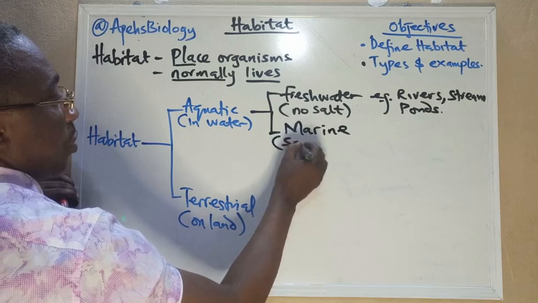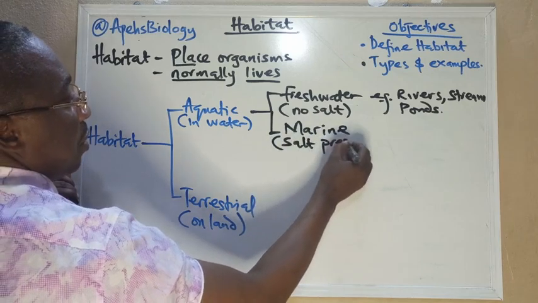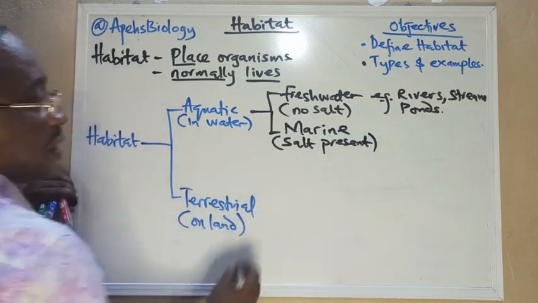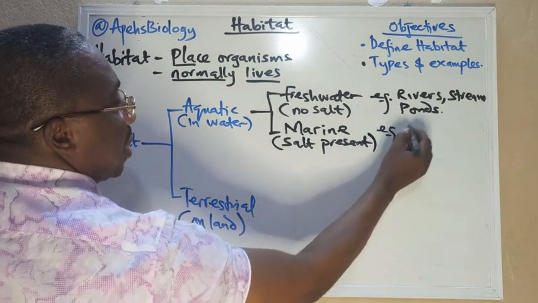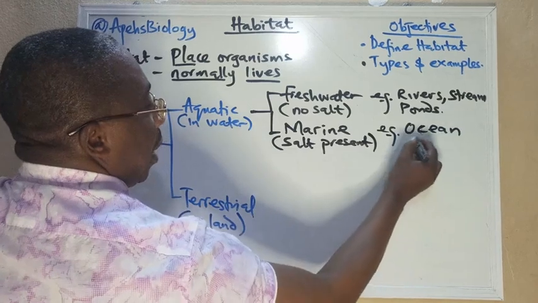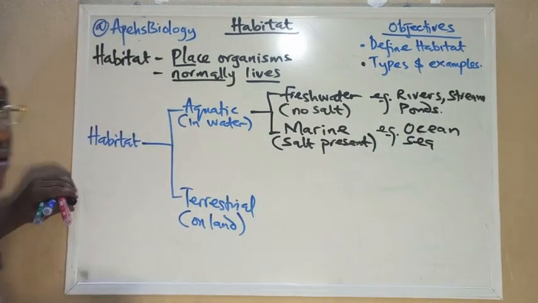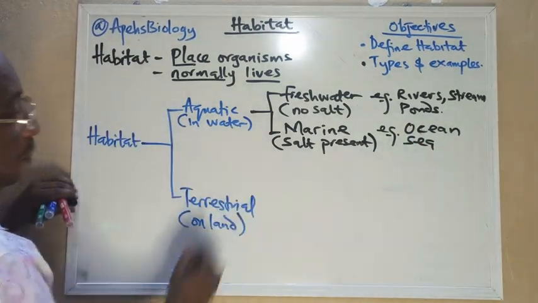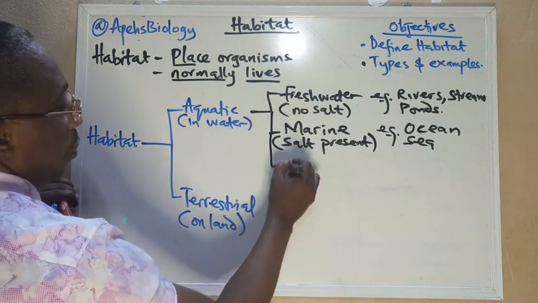Then we'll have the second category of aquatic habitat that is called marine. Here, salt is present. There is a lot of salt in the marine habitat. Examples of marine habitats are things like the ocean and the sea, very large. You have the sharks and the whales there. Then you have the one they call estuary.